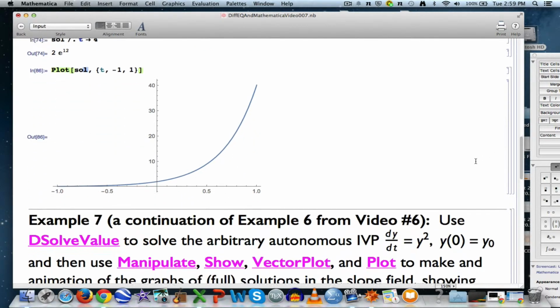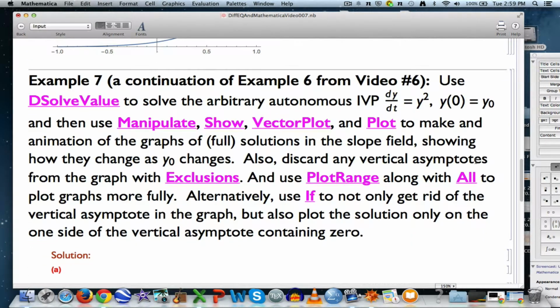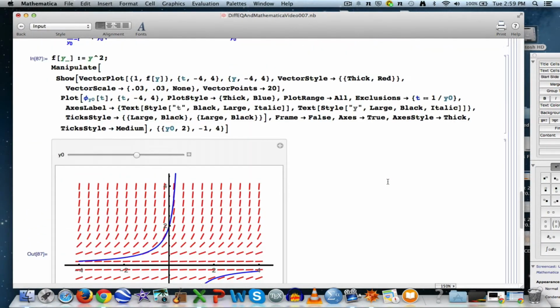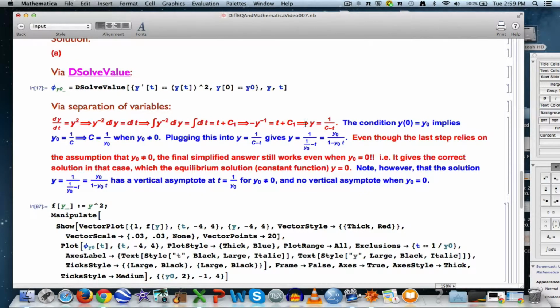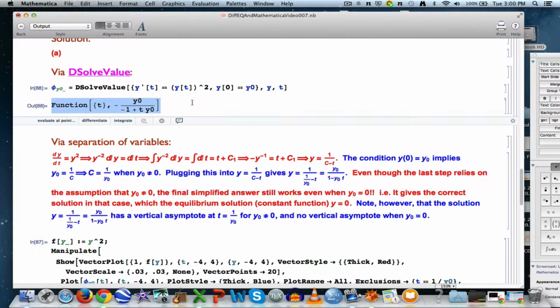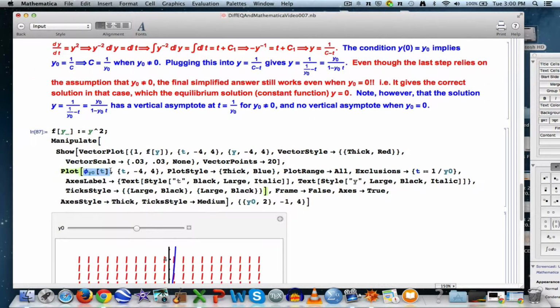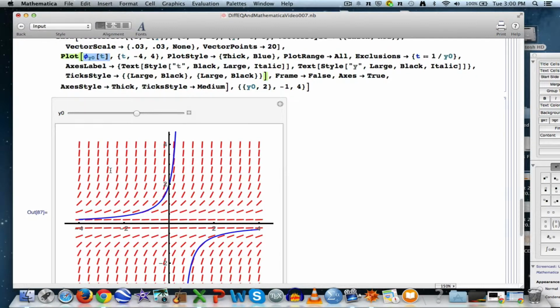All right, let's go on to the differential equation now. This is a continuation of the example from the last video, this arbitrary but fixed initial value problem. Here was the code we used to look at the solution in the slope field. And we used DSolveValue up here to store a pure function in this symbol here. We plotted that. We did need the t there. And we saw the plot look like this.